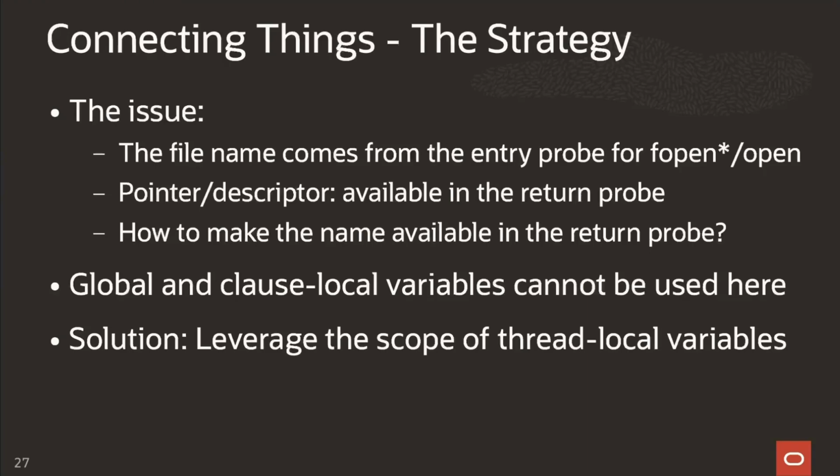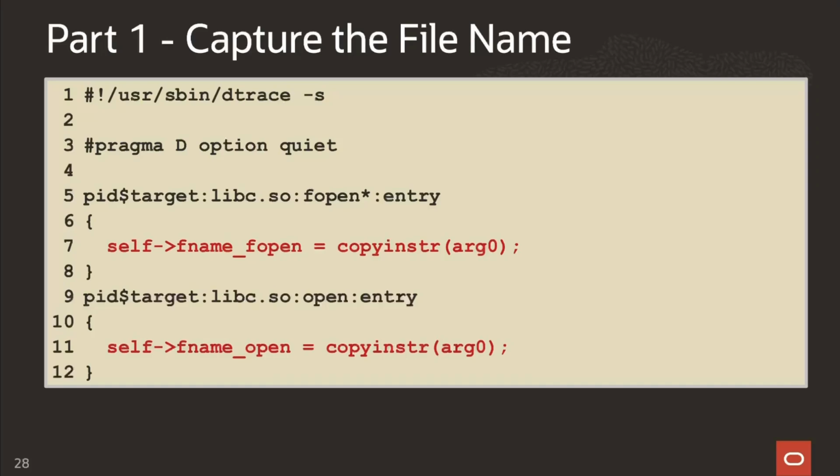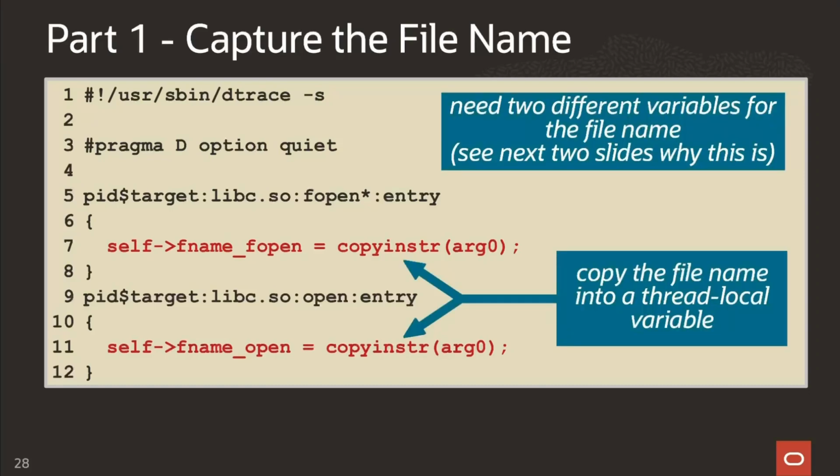Luckily, a thread local variable has the property that we exactly need here. And this is how we do that. In this first part of the DTrace program, I have my fopen and open entry probes. At line 7, I use a thread local variable. It starts with the keyword self and then the arrow. The name at line 7 is fname_fopen, and I copy in the value of arg0. That's the file name. I do something similar at line 11 for the open probe, but note that I use a slightly different name. I'm using the name fname_open. And the reason for that will become clear shortly.